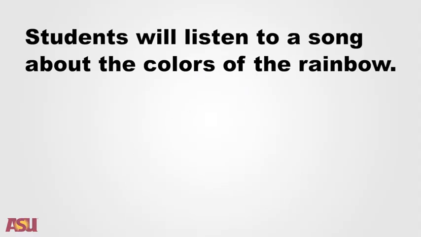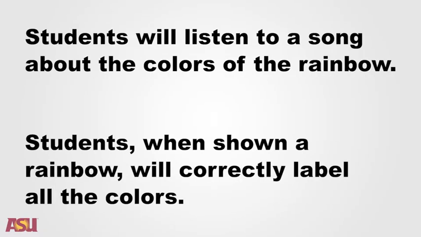Consider the difference between these two attempts at writing objectives. Students will listen to a song about colors of the rainbow. Students, when shown a rainbow, will correctly label all the colors. Notice that the first sentence sounds like a great activity to help students learn about the colors of the rainbow, but it isn't really an objective at all. The second is an objective.